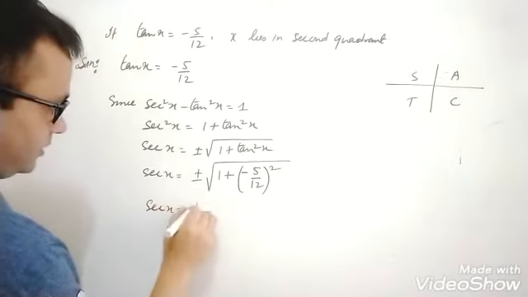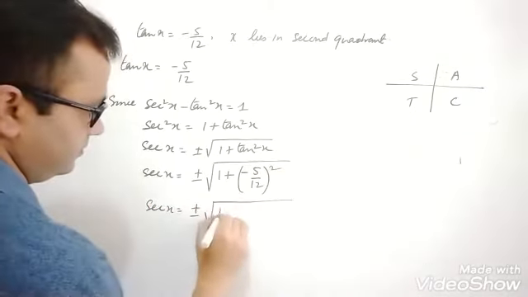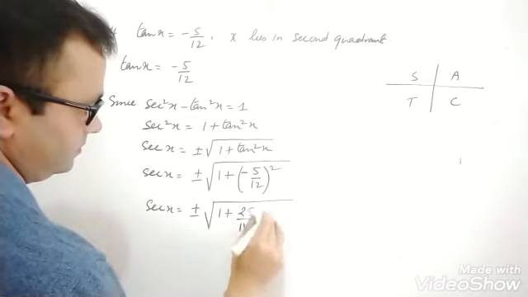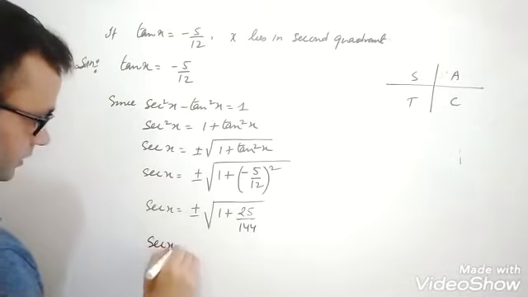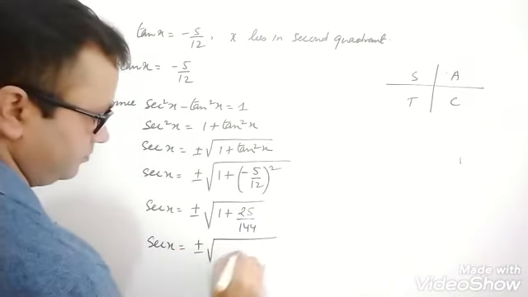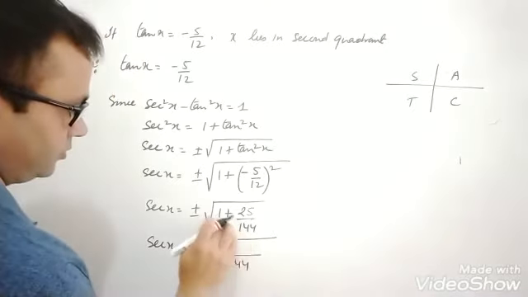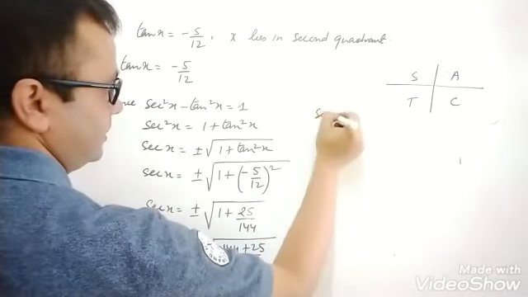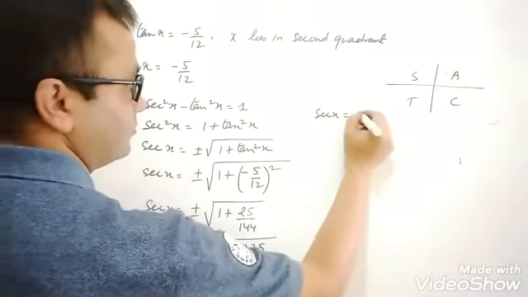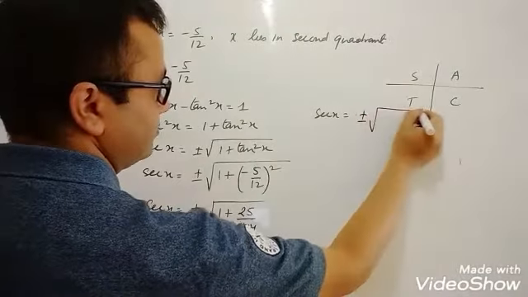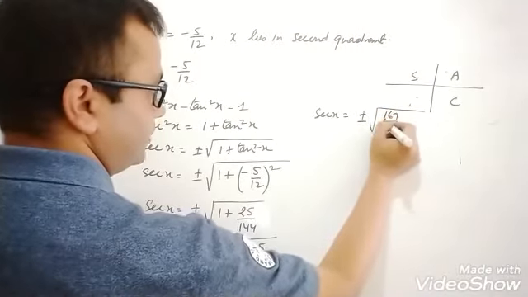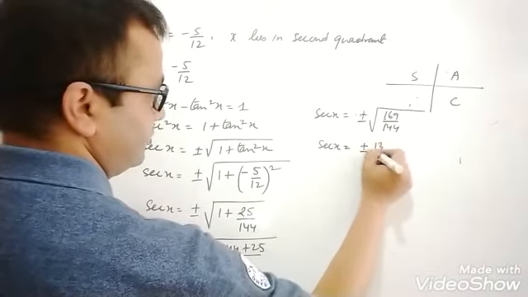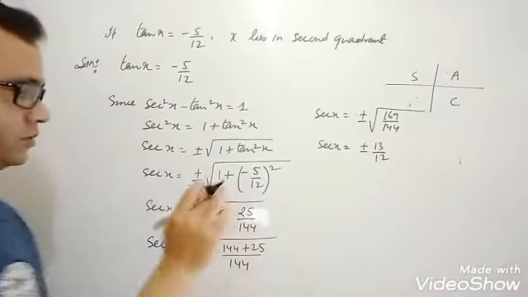So sec x equals plus minus root. Now what is the square of minus 5? Minus into minus is plus. Square of 5 is 25 by 144. Sec x equals plus minus root over, 144 is the LCM, 144 into 1 is 144 plus 25. So sec x equals plus minus root over 169 by 144. Sec x equals plus minus 13 by 12. The square root of 169 is 13 and the square root of 144 is 12.